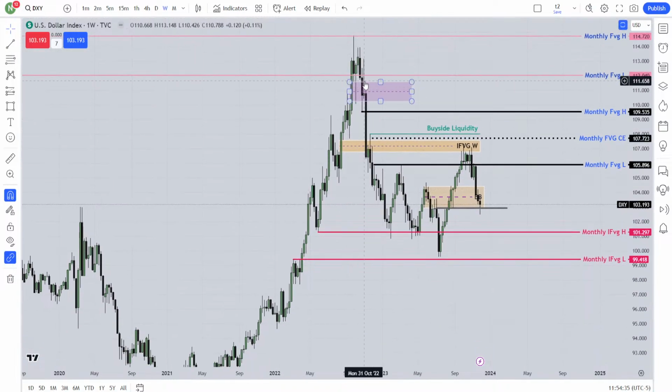It went lower again with a big run, just go up and down. Here is one fair value gap, here is another fair value gap. I would love to mark the lower fair value gap. The upper one, this is the highest one, okay.